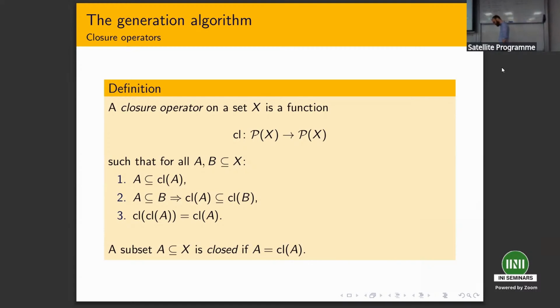A is contained in B, and the closure of A is contained in the closure of B, and it's idempotent. So if I take the closure of the closure, then this is just a closure. And again, from point set topology, a subset is closed if it equals its closure. So why is this relevant?